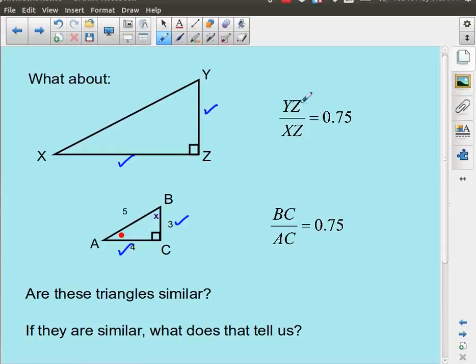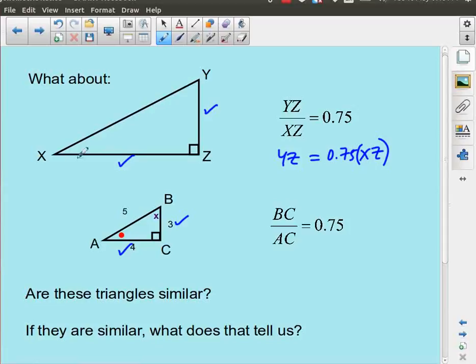Well, we actually kind of do, just with this, because if I cross multiply this, the side YZ is the same as 0.75 times the side XZ.